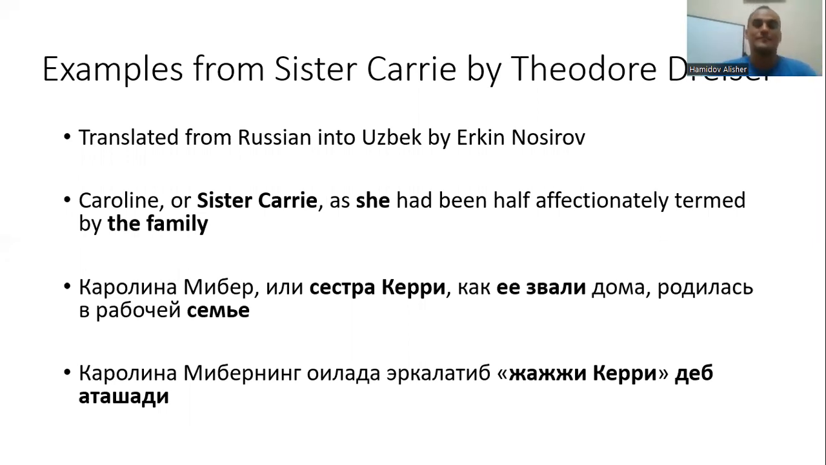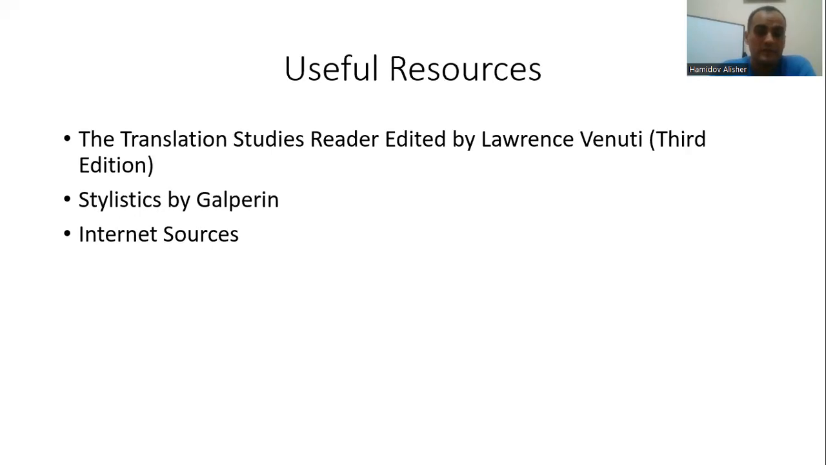So in Russian, the translator was able to preserve the word sistra, but in Uzbek, he gave the word Jajji. I think it's kind of related to the title itself. He didn't say Kerry Opa or Kerry singil, and that's why he couldn't use in the translation the word opa or sister, so he tried to use Jajji in this case. You see, these are very simple parts of the translation that I tried to show you.